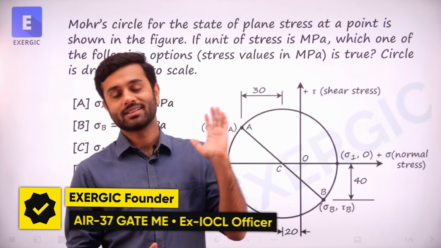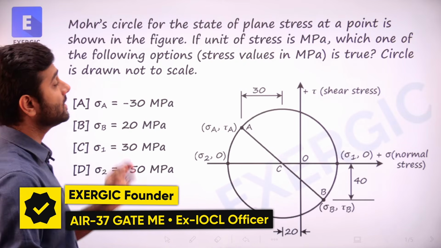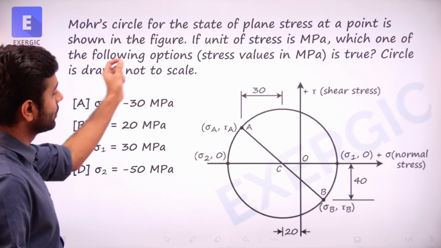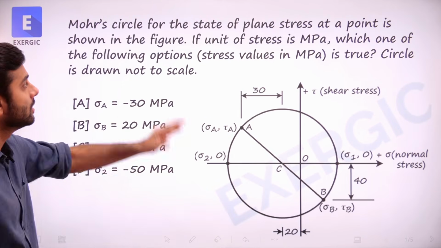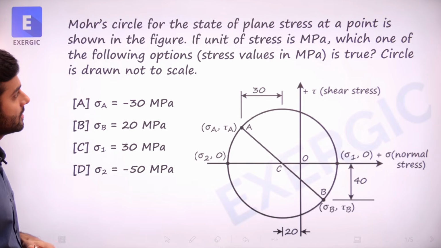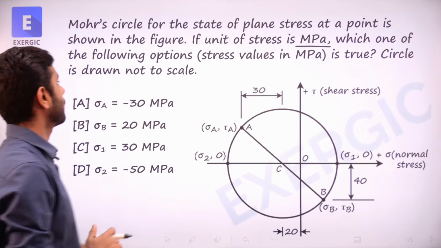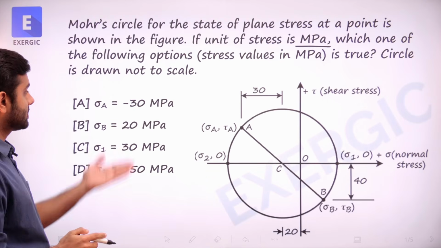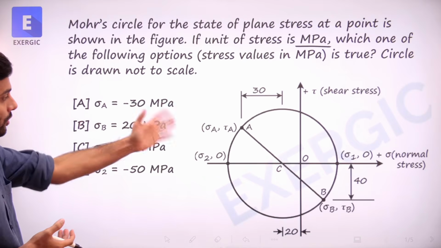Now let us have a look at this question where a Mohr circle for the state of plane stress at a point is shown in the figure. So you have been given a Mohr circle in this question, and if the unit of stress is megapascal, then which one of the following options, which are stress values in megapascal, is true? Circle is not drawn to scale.